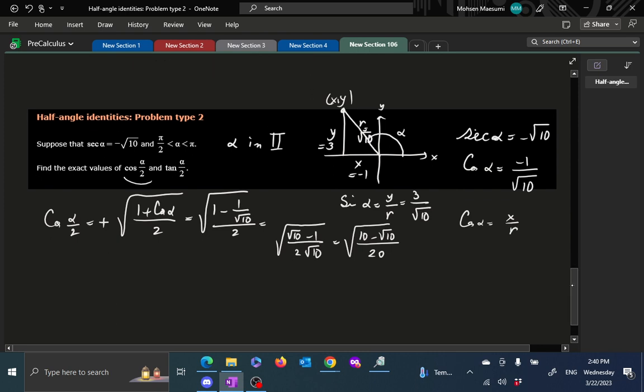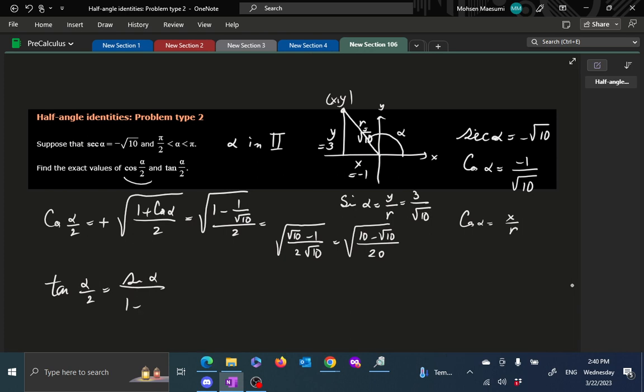How about tangent of alpha over 2? Again, let's write sine of alpha over 1 plus cosine of alpha. We could have used the formula with the radical as well, then you'll have more radical inside radical. So perhaps this is a bit cleaner. Sine of alpha is 3 over radical 10. Cosine is 1 minus 1 over radical 10.